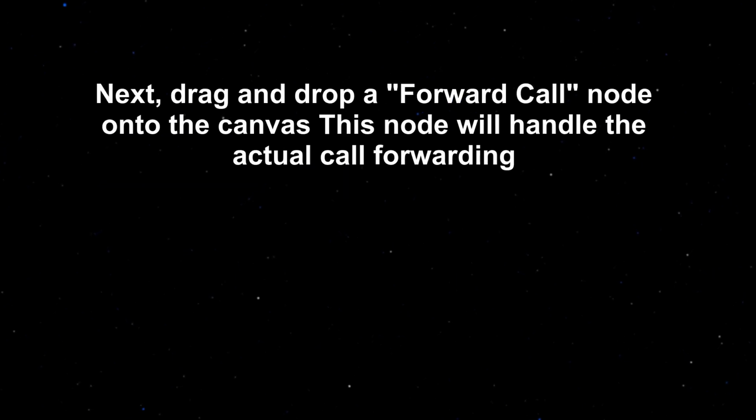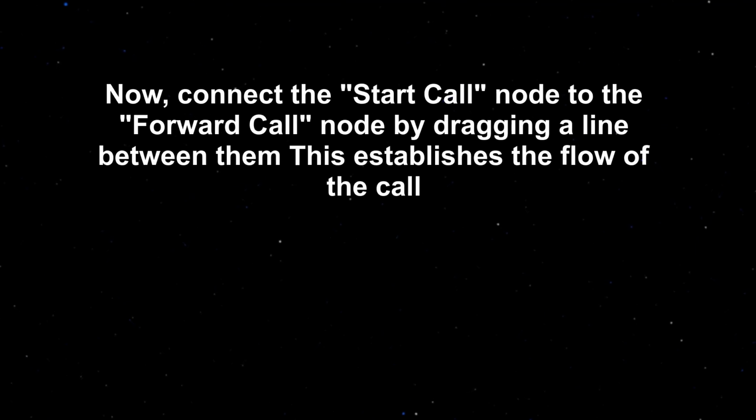Next, drag and drop a forward call node onto the canvas. This node will handle the actual call forwarding. Now, connect the start call node to the forward call node by dragging a line between them. This establishes the flow of the call.